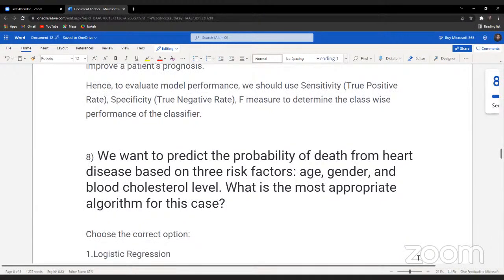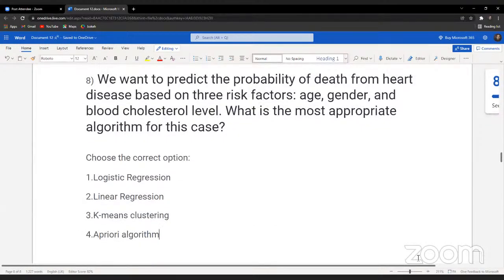As we jump into the next one, suppose we want to predict the probability of death from heart diseases based on three risk factors: age, gender, and blood cholesterol levels. So this is a probability of how many persons have died based on the three factors. What is the most appropriate algorithm for this case? The options are logistic regression, linear regression, k-means clustering, and other appropriate algorithms. These were the options for how to predict these kinds of risk factors, and how to choose the correct option.